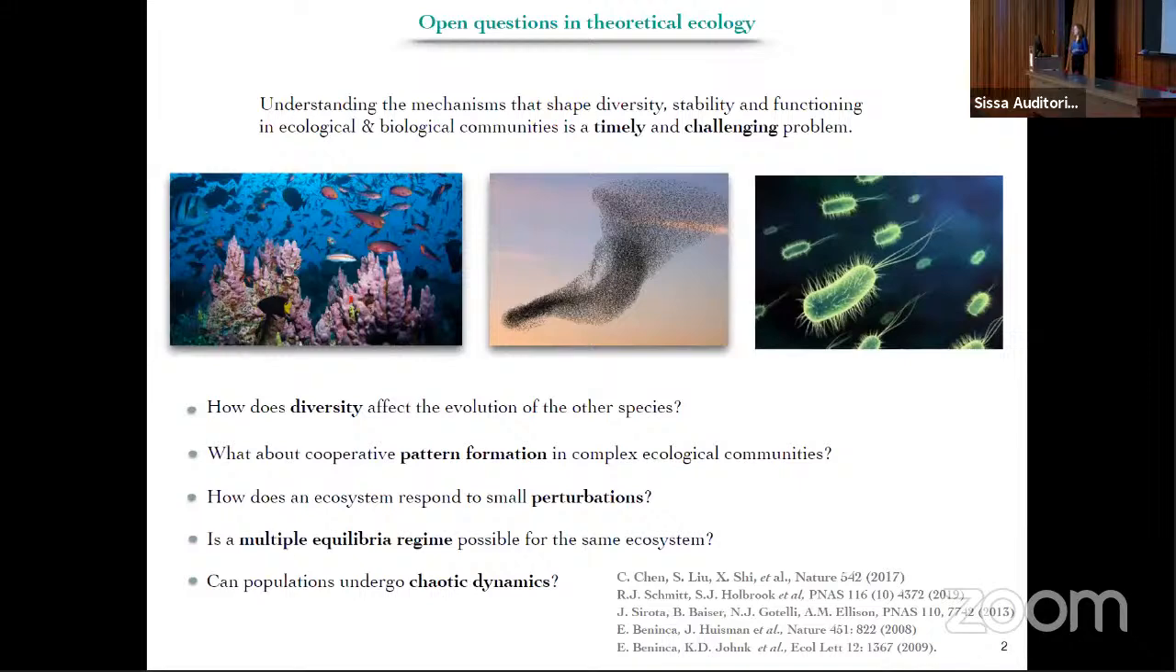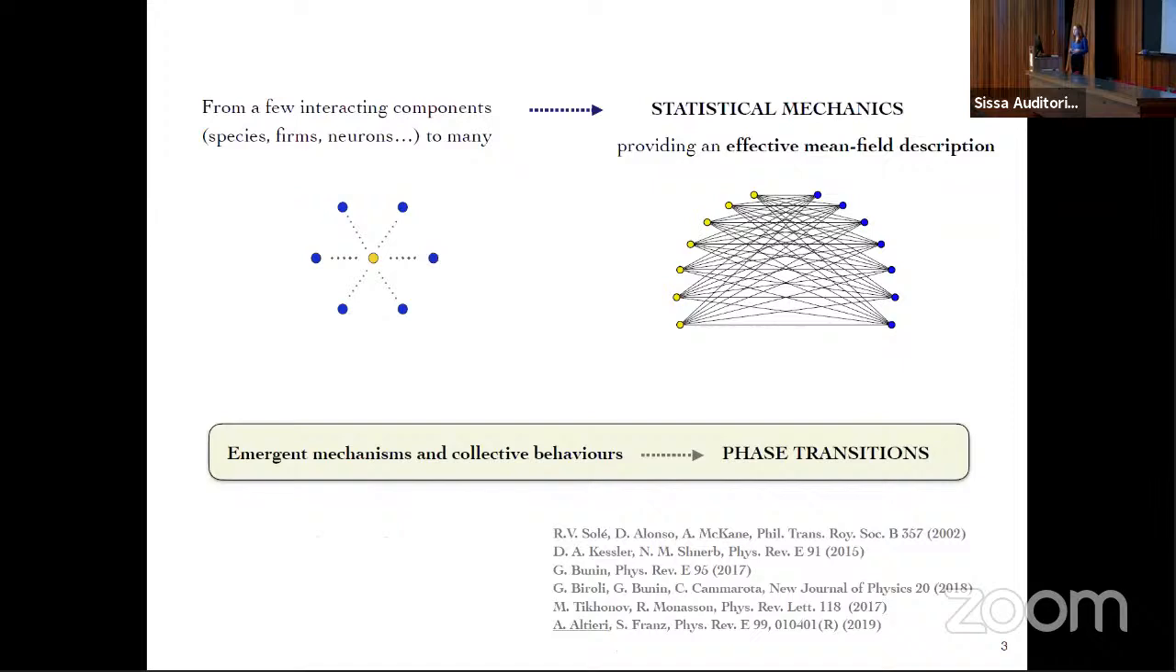Theoretical frameworks used in the past mostly focused on ecosystems formed by a small number of species, and mostly employed the theory of dynamical systems. However, when the number of interacting components, which can be species, firms in a financial market, in a complex economic network, or neurons in a complex neural network, is extremely large, we can take advantage of statistical mechanics tools, the statistical mechanics of disordered systems, to provide an effective mean-field description and characterize emergent mechanisms and collective behaviors in terms of phase transitions.